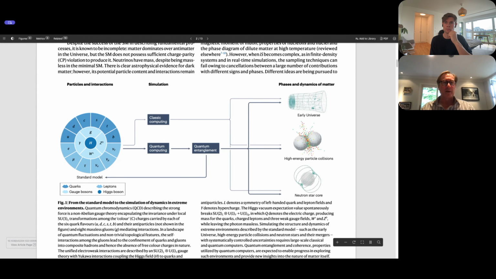We also know about the electroweak interactions. We know how neutrinos interact with electrons and quarks and so forth. And the discovery of the Higgs boson somewhat completed the standard model picture.